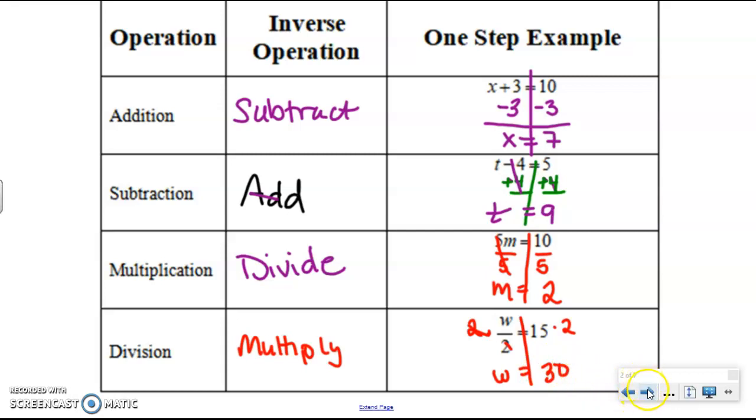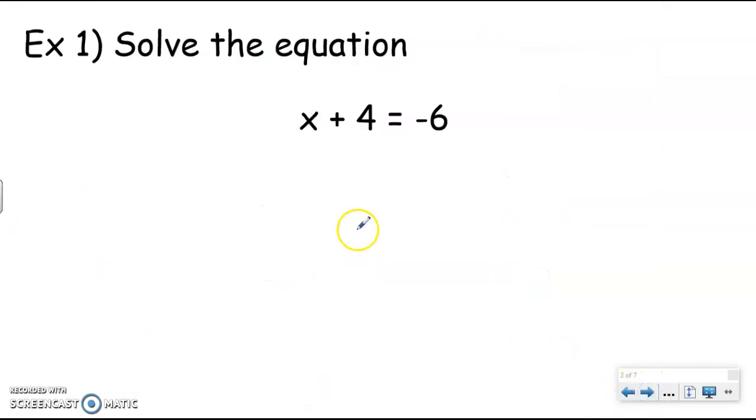Let's do 4 more. We're going to do 1 through 4 here. First, draw your line through the equal sign. That line helps you keep things balanced. The next thing you need to do is find your variable and ask yourself what is happening to that variable. In this problem, I have x plus 4, so the inverse operation is minus. If I do minus 4 on one side, I have to do minus 4 on the other side.